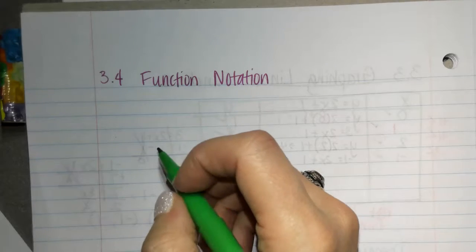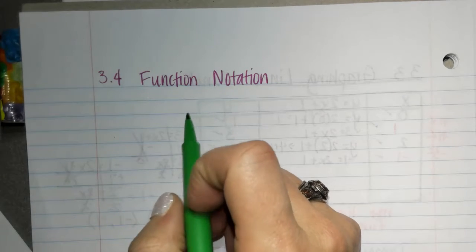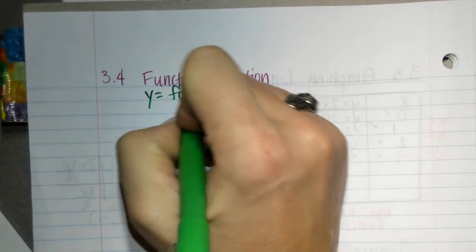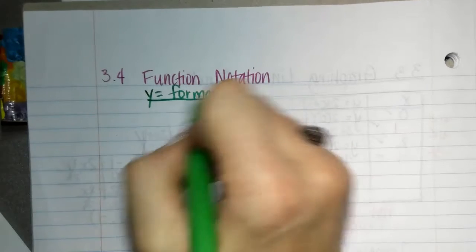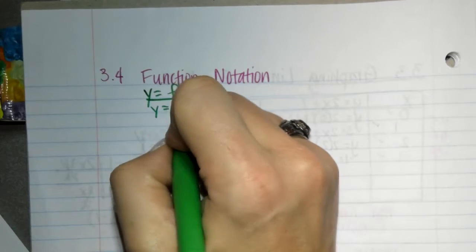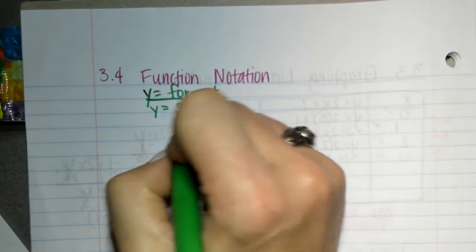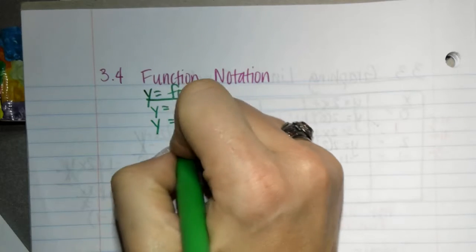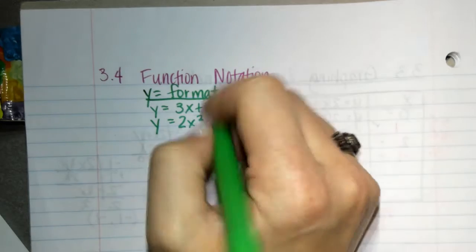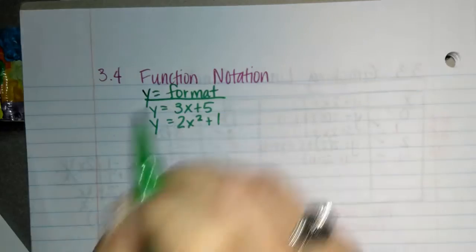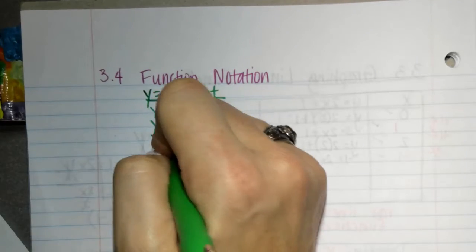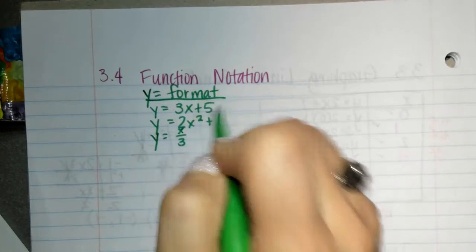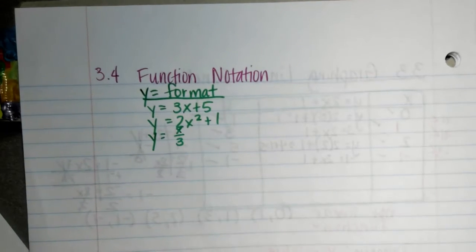Functions can be written in two different formats. You guys already know the y equals format. An example would be y equals 3x plus 5, y equals 2x squared plus 1. We haven't looked at x squared, that's okay, but this is still an example. Y equals x over 3. All these are y equals format.